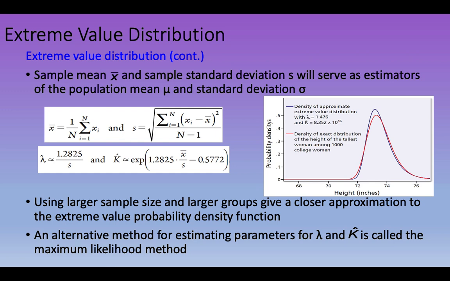One thing to note is that when we use the extreme value distribution, we're actually using larger sample sizes and larger groups to give a closer approximation of the extreme value distribution of a situation. So if we looked at the actual, in this case, the blue line shows what the actual density function is. And this is the density function for when we sample 1,000 women, versus 25 instead of 1,000. At 1,000, we see something that closely matches what the actual mathematical function would be for this.